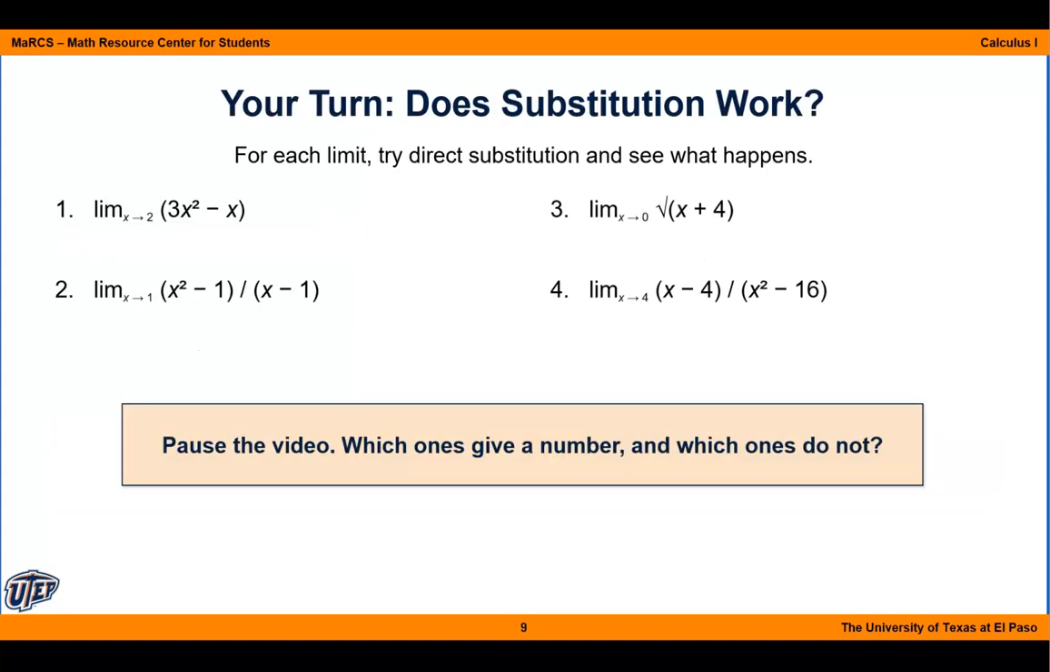Now it's your turn. For each of the 4 limits, try direct substitution and observe what happens. Do not assume that every problem will immediately produce a final answer. Your first goal is simply to identify the result of substitution. If substitution gives a real number, the limit can be evaluated directly. If it produces 0/0, the problem is not finished and the expression will need to be rewritten. Pause the video now, work through all 4 examples, and decide which ones give a number and which ones do not. Then resume the video to check your answers.